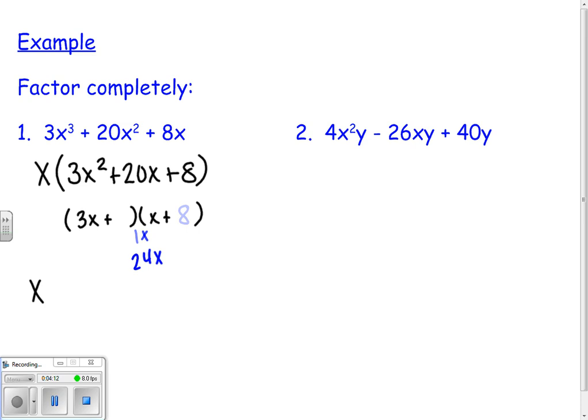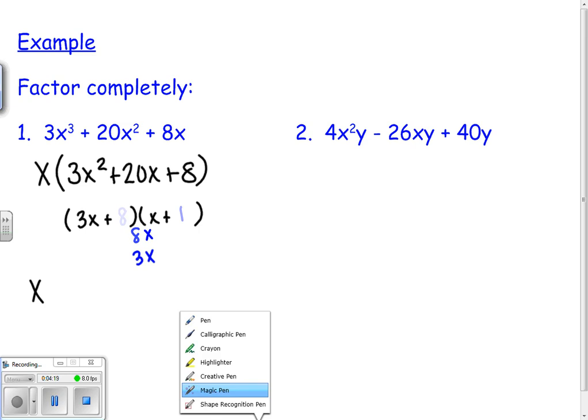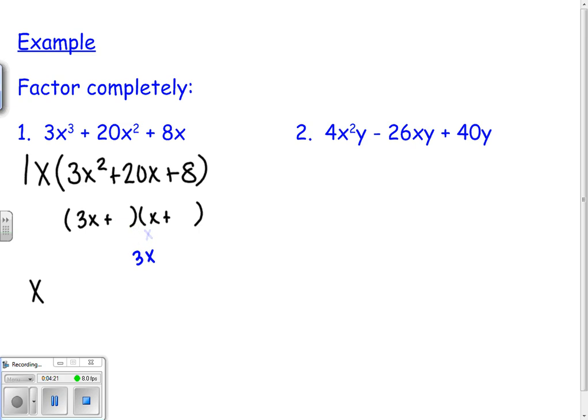So the only other choice I have is an 8 and a 1. So I get an 8x for the inners and a 3x for the outers. That doesn't work either. If it comes to the fact that none of them work, your final answer is the part where you just took out the GCF. At the very least, factoring out a GCF is factoring.